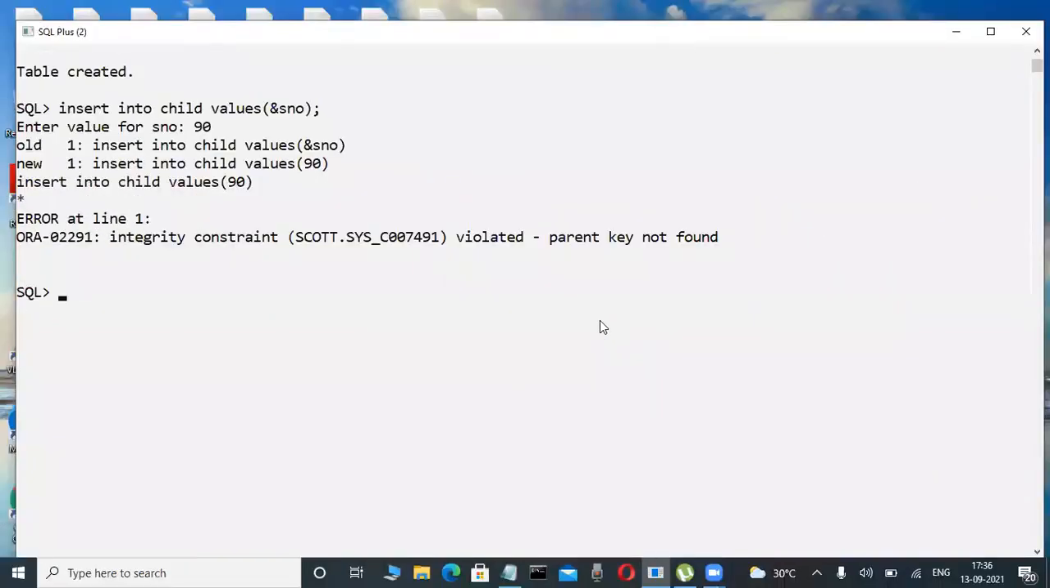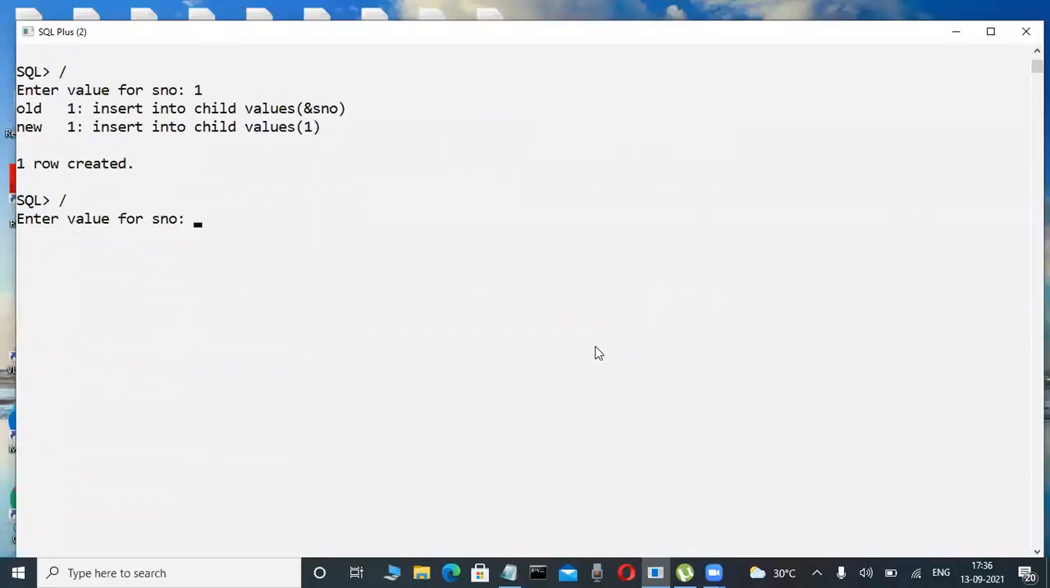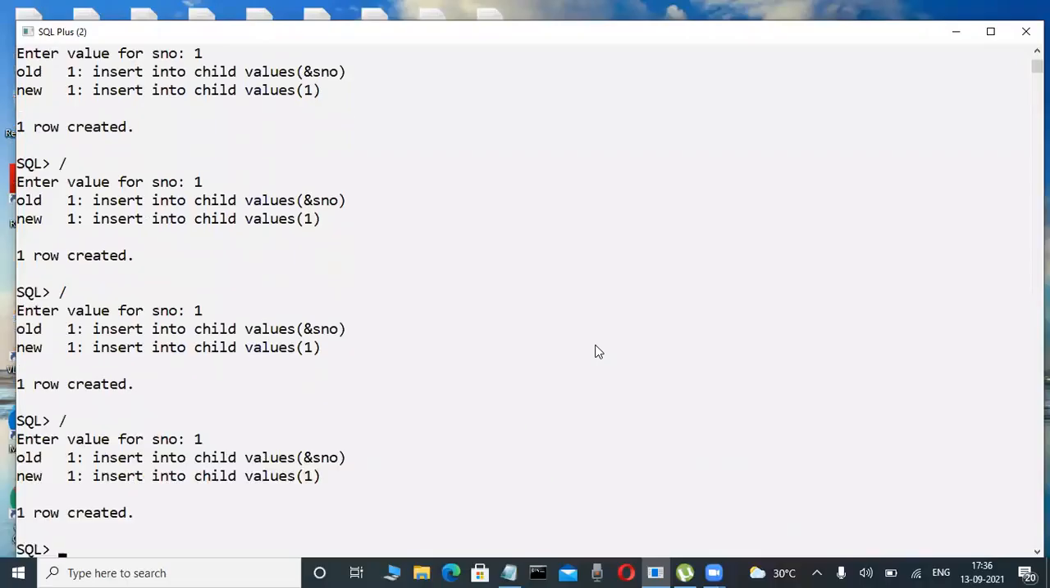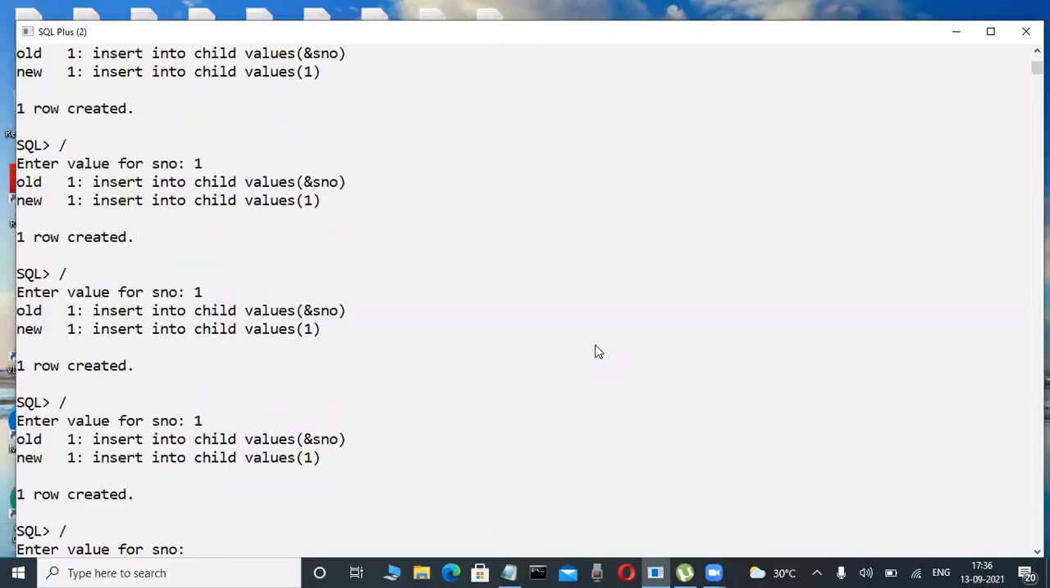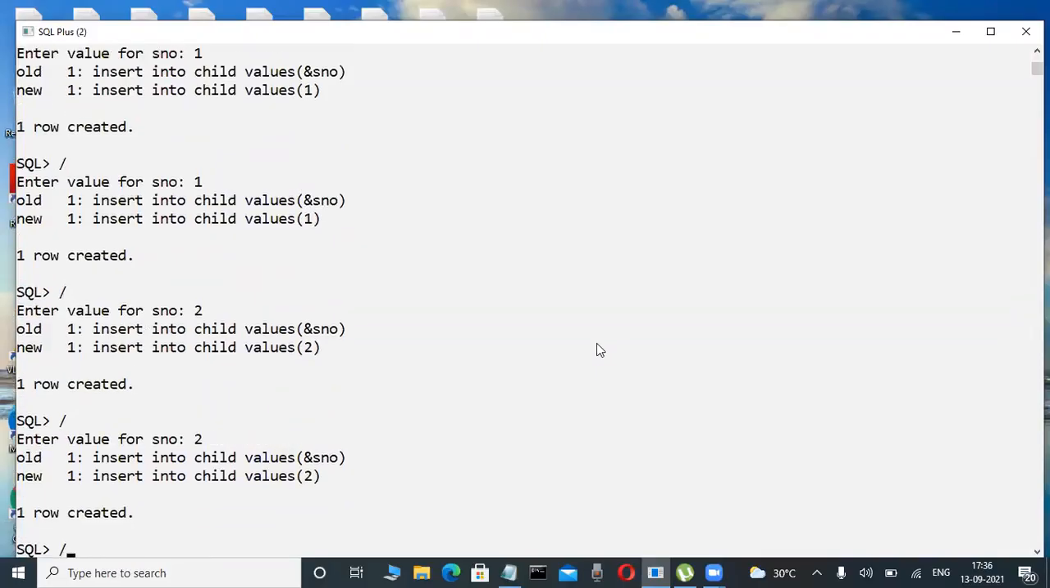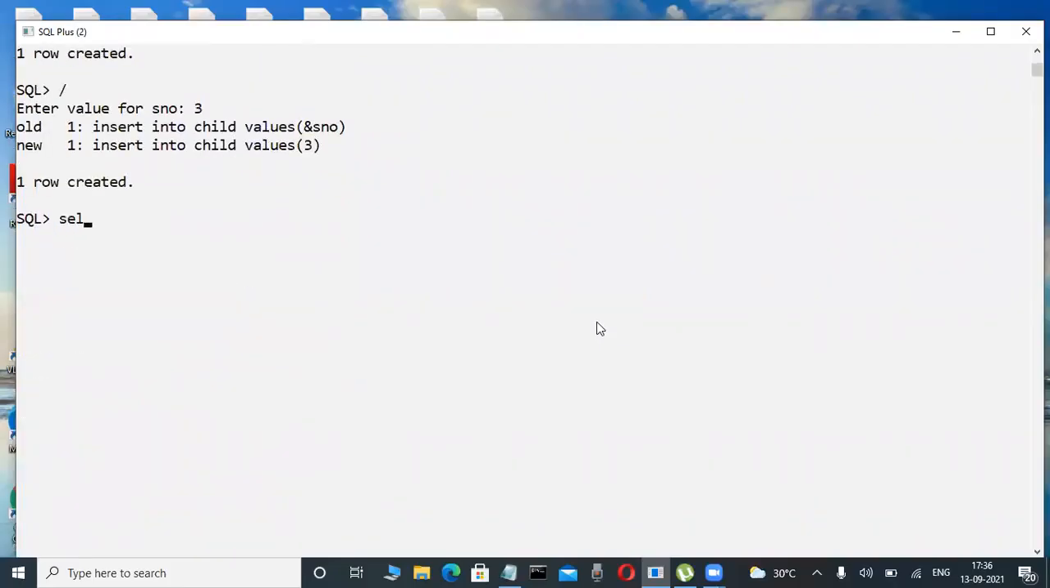Now I try to insert 1 here, and again 1. Is it possible? Yes, duplicates are possible, 1, 1, 1, 1. Duplicate data is also possible in the child. Here 2, again 3, again 3, like this. Observe it here, this is master and child. In the future you will be familiar with this, not now. Just observe it here. This type of coding you will know very well.